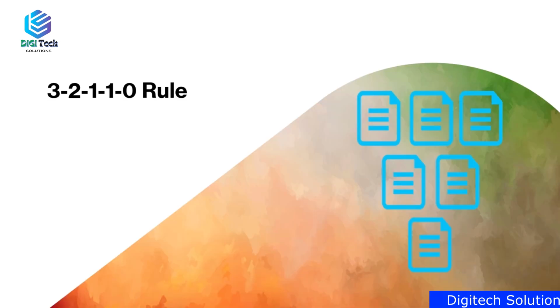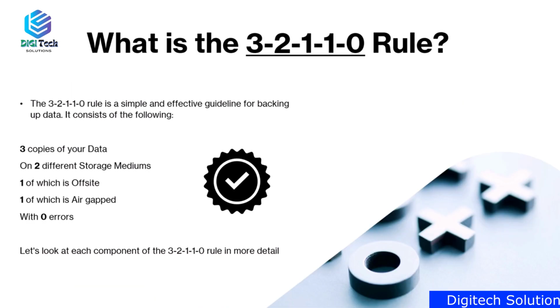Alrighty, with all of the introductions and everything out of the way, it's time for us to start looking more in depth into backup and disaster recovery, starting off with the 3-2-1-1-0 rule. So what is the 3-2-1-1-0 rule? Well, it's a simple and effective guideline for backing up data. It consists of the following ideas. You should have 3 copies of your data on 2 different storage mediums, one of which is offsite, one of which is air-gapped with 0 errors.